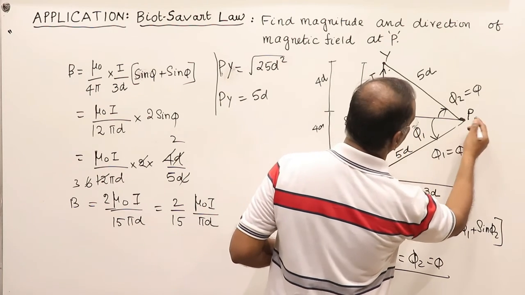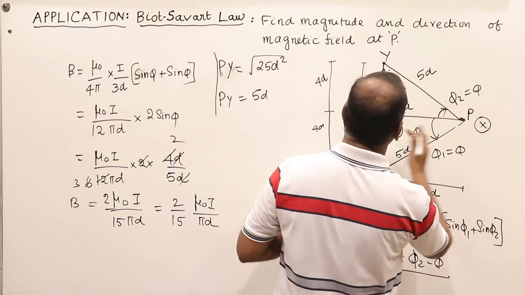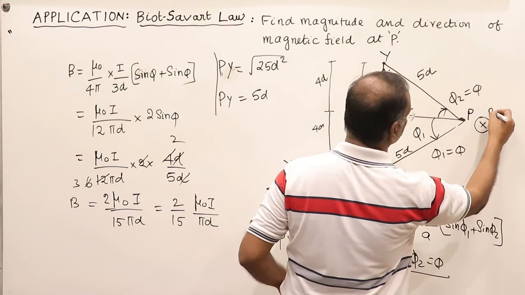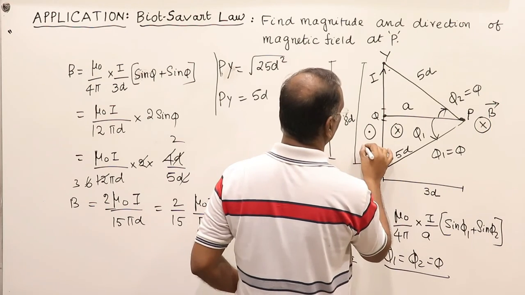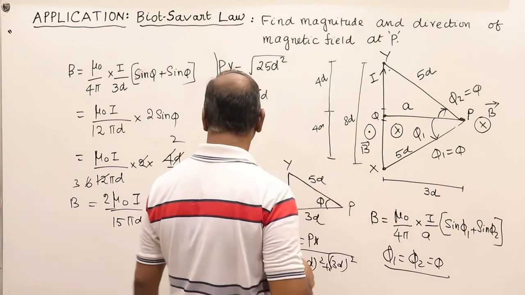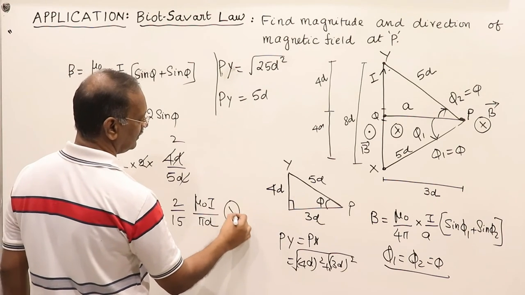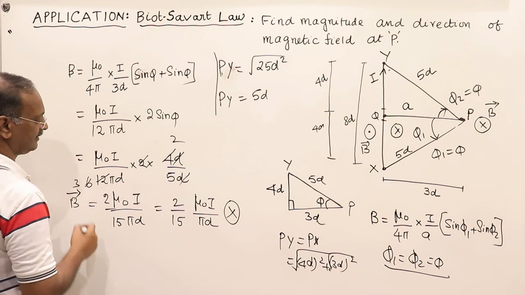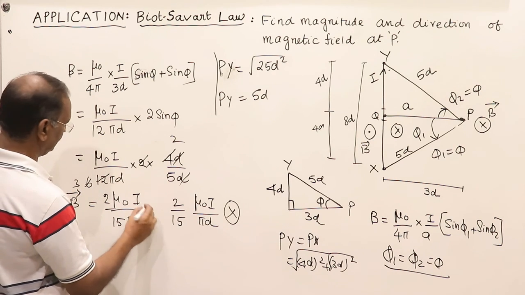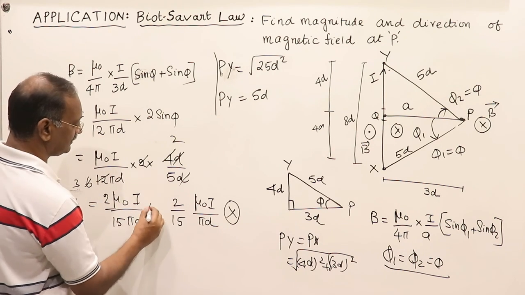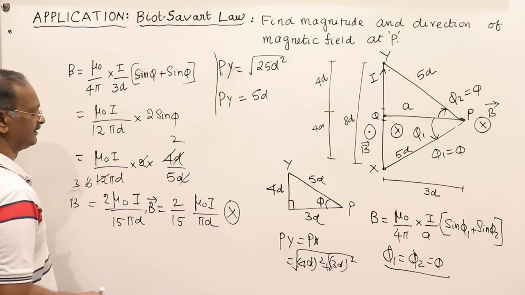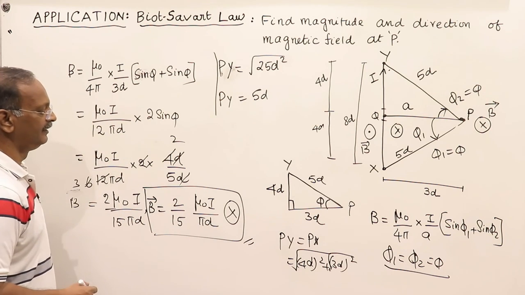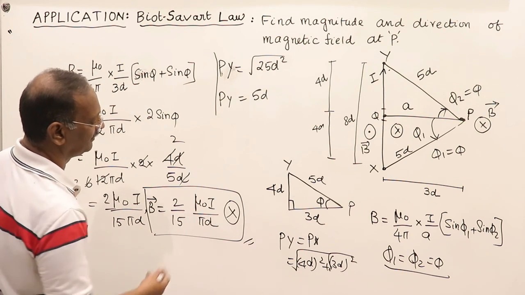It means here also the magnetic field will be coming out. On this side of the conductor, the magnetic field will be going in. This is the direction of the magnetic field. This side will be coming out. So the direction of the magnetic field will be going into the plane of the paper. We can write this as B, the magnitude of B, with direction. So the magnitude and direction for this one: 2 by 15 mu naught I by pi d, into the plane of the board.